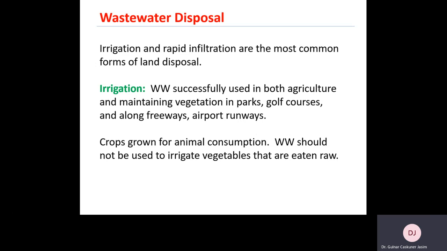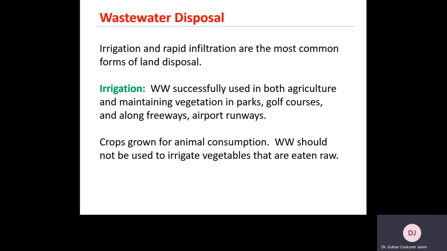Irrigation and rapid infiltration are other common forms of land disposal. So this is another type of disposal. You can discharge the effluent from your wastewater treatment plant to the land. So that means a kind of irrigation. Wastewater is successfully used in both agriculture and in maintaining the vegetation in parks, golf courses, along freeways, and airport runways. So this water can be utilized to irrigate these kinds of areas. But when it is going to be used for agricultural purposes, there are more restricted standards to be complied with.